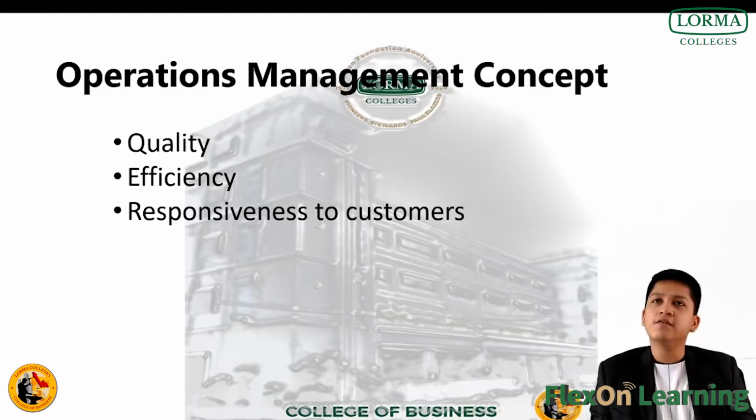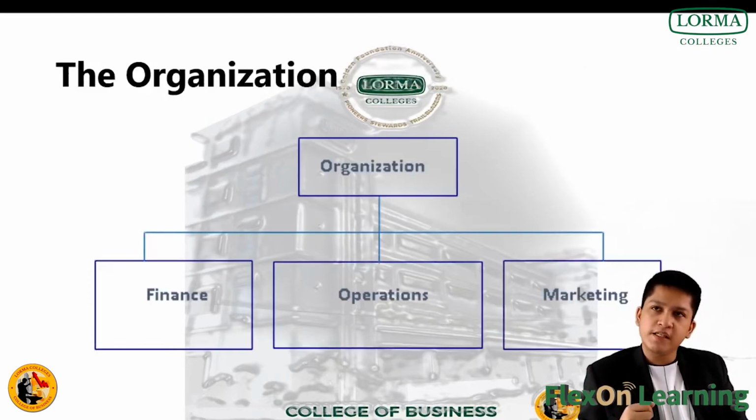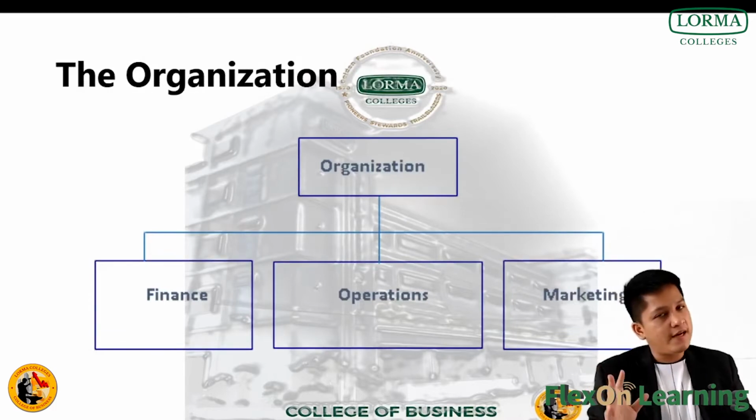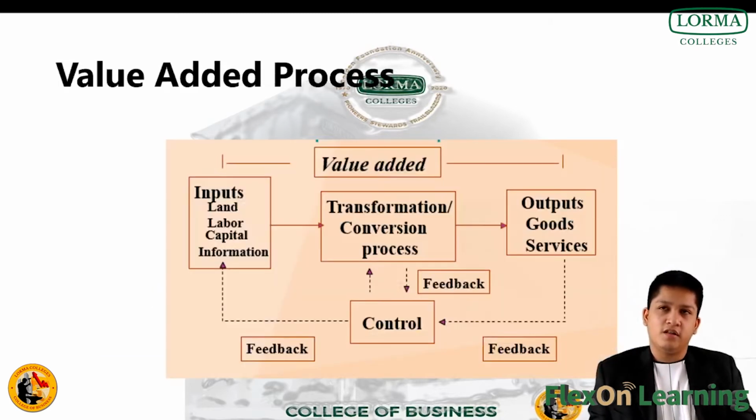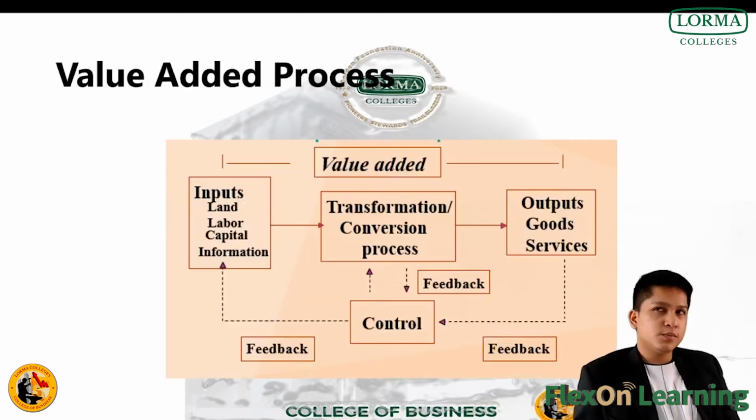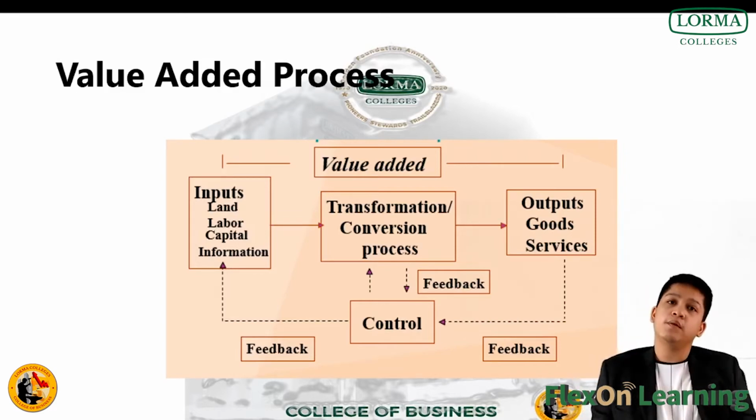So in our organization we have three basic functions. We have the finance, the operations, and the marketing. So let's proceed with the value added processes. The operations function involves the conversion of inputs into outputs.